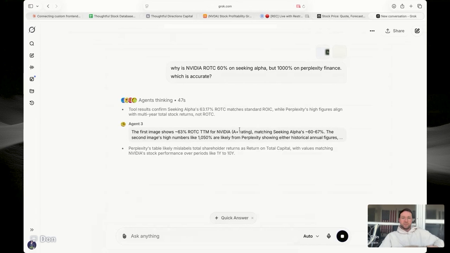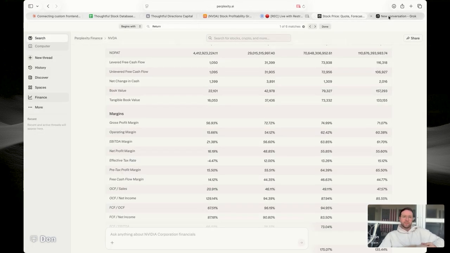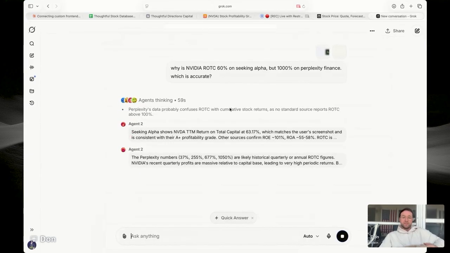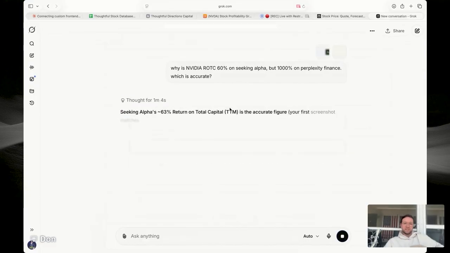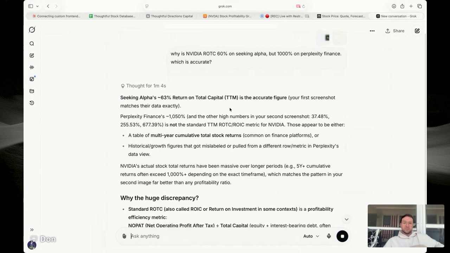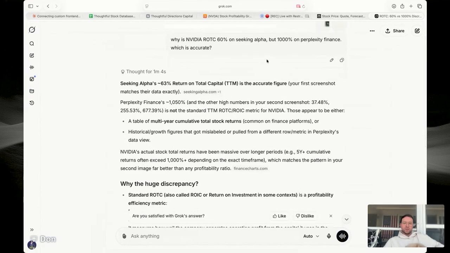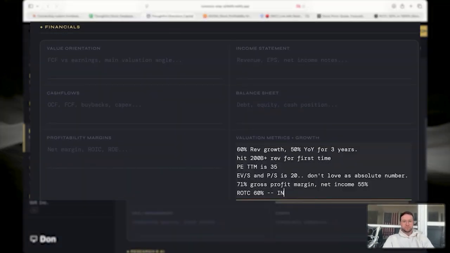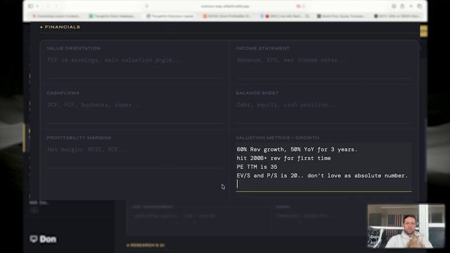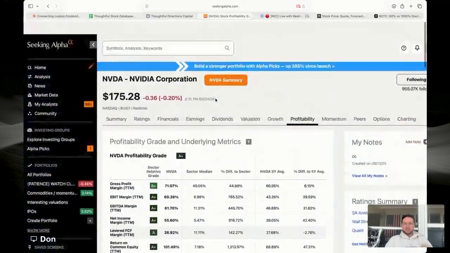And we wait. Okay. I gotta imagine Perplexity is wrong. 1,000% return on capital doesn't make any sense. 63% return on capital is an accurate figure. All right, whatever. Point being, they have an insane return on capital. So I'm gonna write that. Margins. And then let's look at their balance sheet.